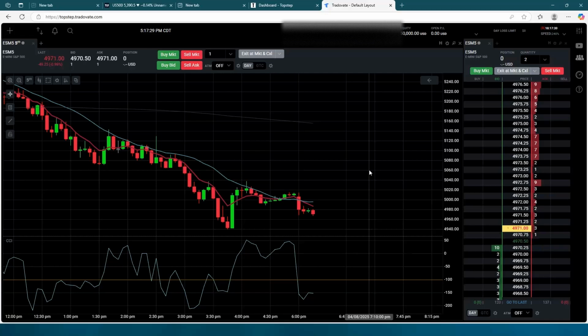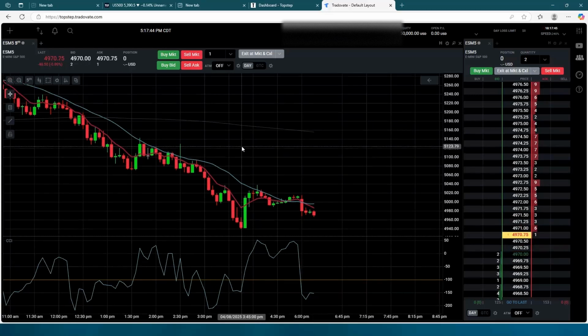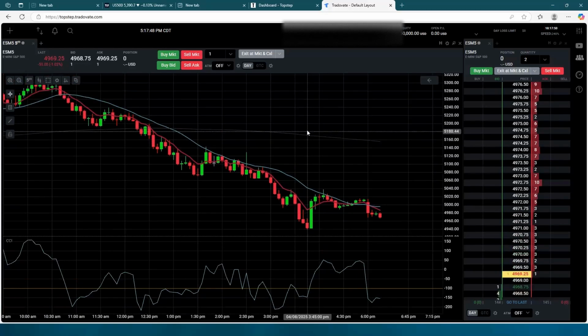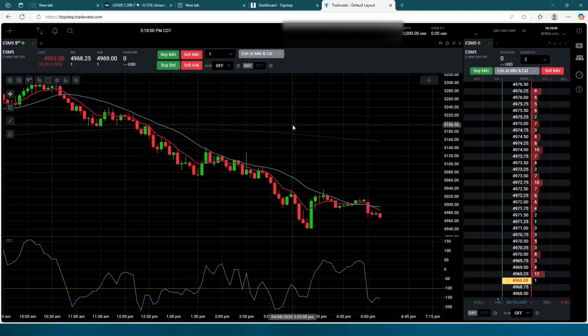All right, so we're going to wait until that candle closes. Everything is looking good as far as looking to go bearish in this market. However, we have to maintain our composure because we're professionals here. We're not a bunch of rookies. We're professional traders.